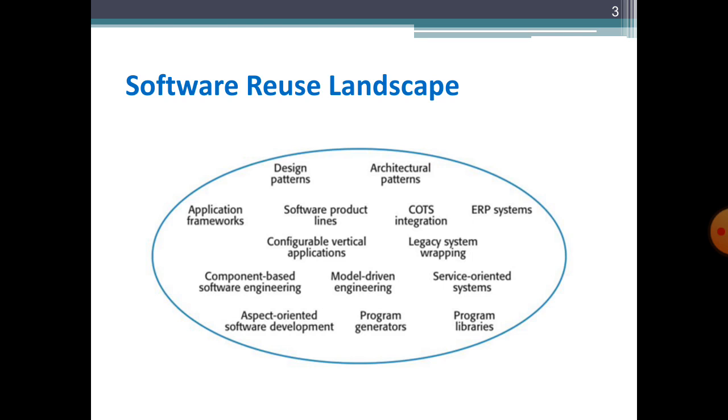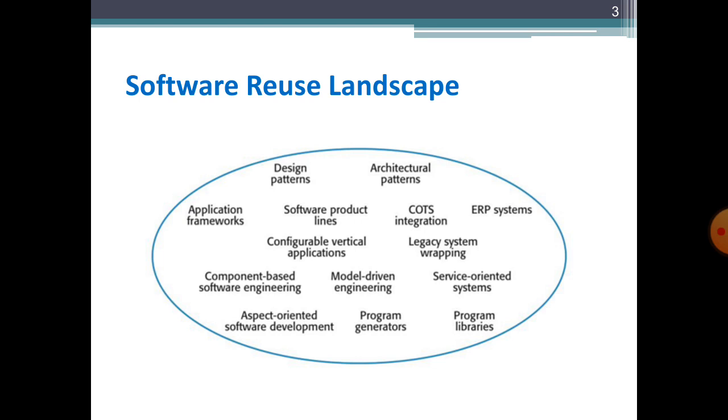So that reuse actually is possible at different levels, from a simple function to a complete function, and standards for reusable components facilitate reuse, etc. So in this figure, there are a number of possible ways of implementing software reuse, and all of these are the different reusability approaches.